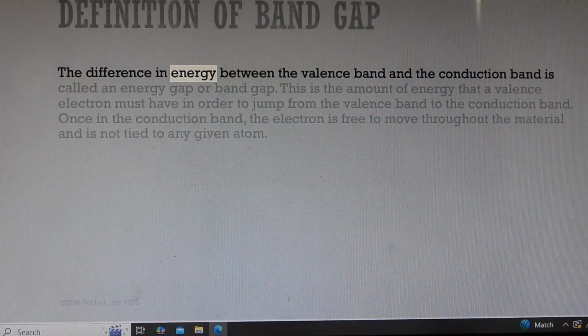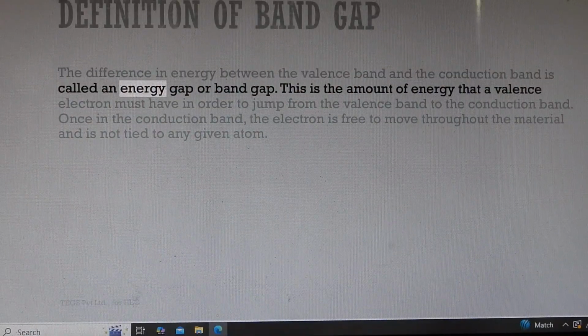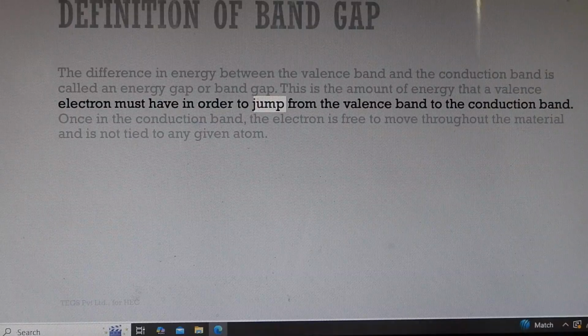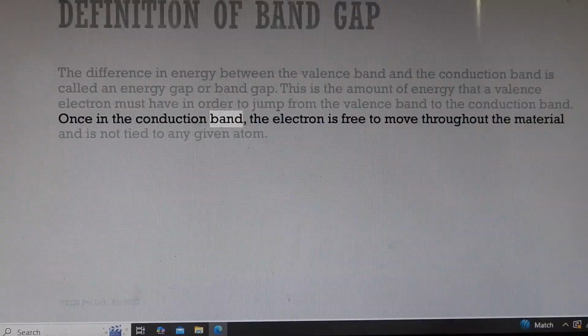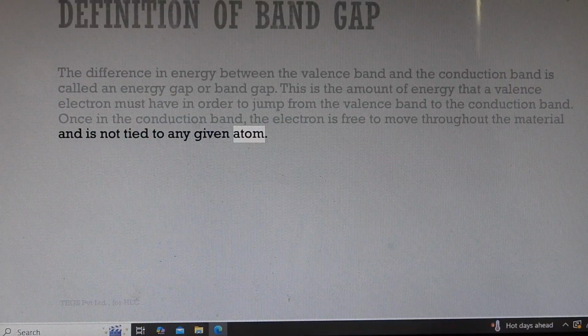Definition of band gap. The difference in energy between the valence band and the conduction band is called an energy gap or band gap. This is the amount of energy that a valence electron must have in order to jump from the valence band to the conduction band. Once in the conduction band, the electron is free to move throughout the material and is not tied to any given atom.